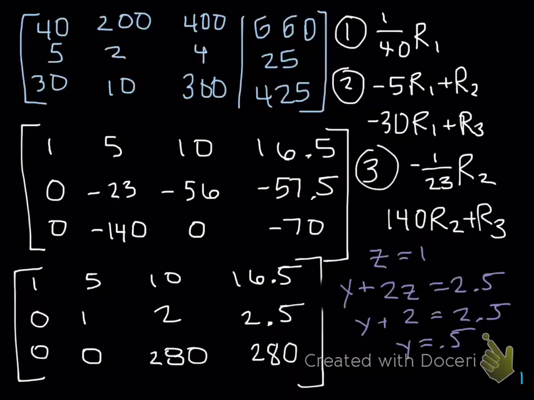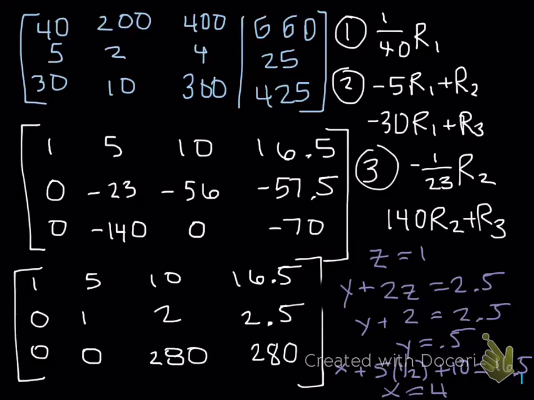And then that last row, we would say x plus 5 times a half plus 10 times 1 is 10 equals 16.5. Half of 5 is 2.5. 10 plus 2.5 is 12.5. When I subtract 16.5 minus 12.5, I get x equals 4. So our answer is 4, a half, and 1.